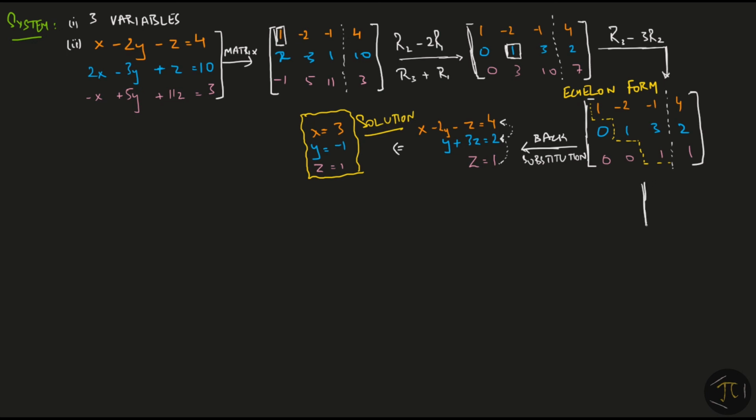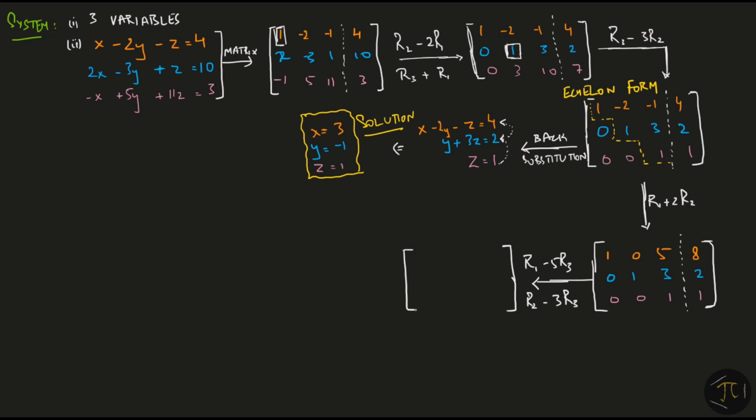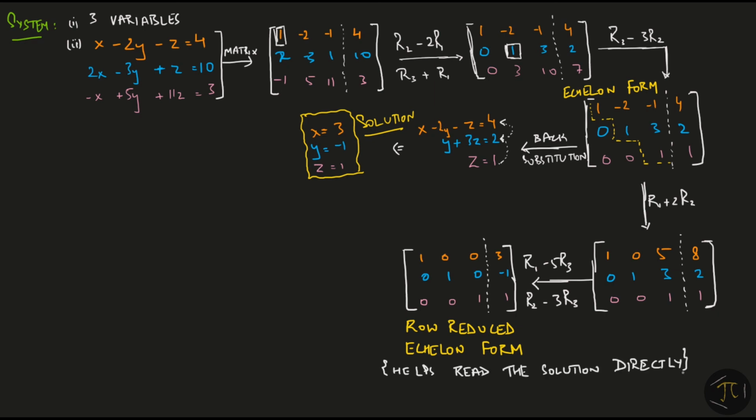Another popular method is to continue with the echelon form to obtain zeros above the pivots. We first divide a row with the value of the pivot in it so that the pivot becomes 1, and then use it to make zeros above it. Fortunately, we have all the pivots as 1 already, so we don't have to worry about that in this problem. We start by making zeros above the second pivot. Then we make zeros above the third pivot. This is called the row reduced echelon form. This form helps read the solution directly.